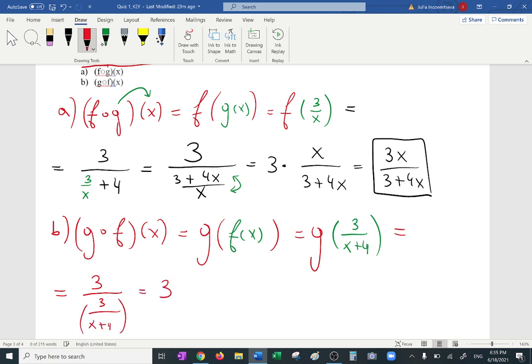Now, to simplify that, I will just multiply by the flipped fraction, or reciprocal, x plus 4 over 3. 3 cancels out with 3, and the answer is just x plus 4. That is the final answer.